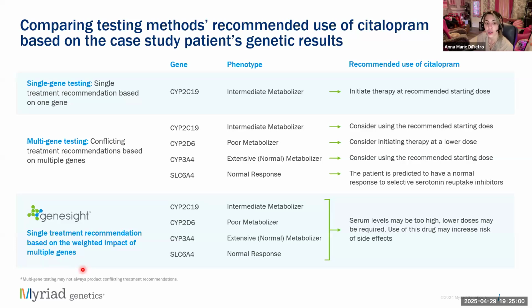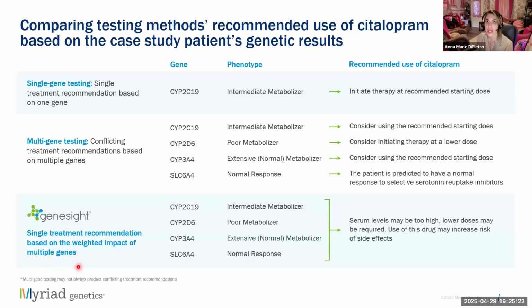And their algorithm knows, okay, citalopram is metabolized in this part by 2D6 and in this part by 3A4 and in this part by 2C19. And because of these individual phenotypes and because we know the portions of the drug that are metabolized, we can then make a general recommendation on how to dose it.